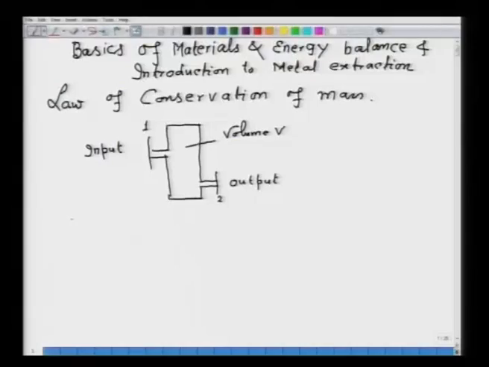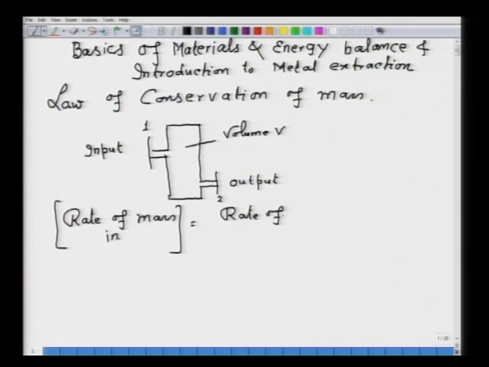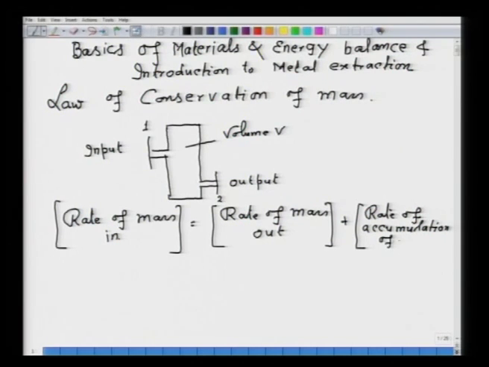So, in this case we can write down: rate of mass in is equal to rate of mass out plus rate of accumulation of mass. It is very simple.